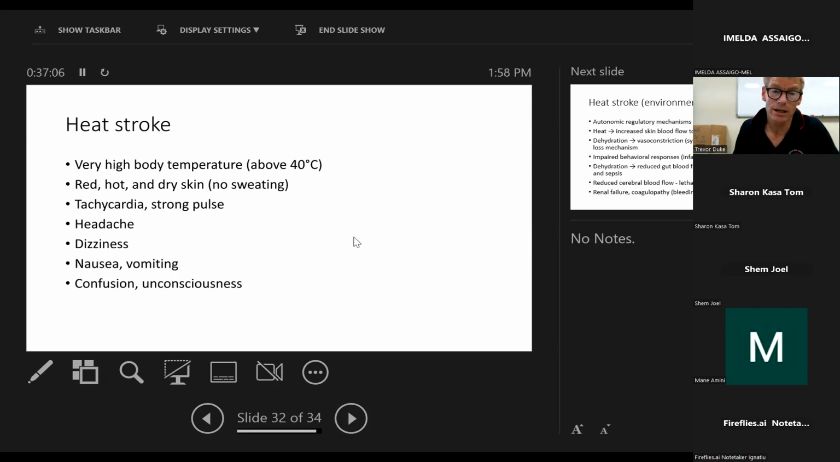Sometimes it's hard to distinguish heat stroke from other conditions, but we see it sometimes when children are left in hot cars. You know, they're put in a hot car, and even if the temperature's like 25 degrees Celsius, the temperature inside the car can be 50 degrees, right?